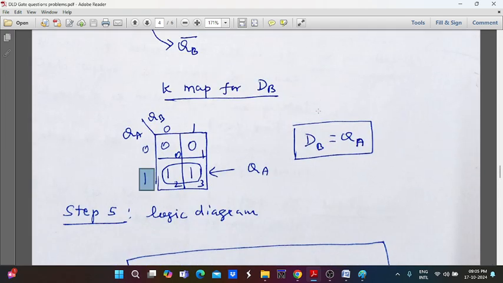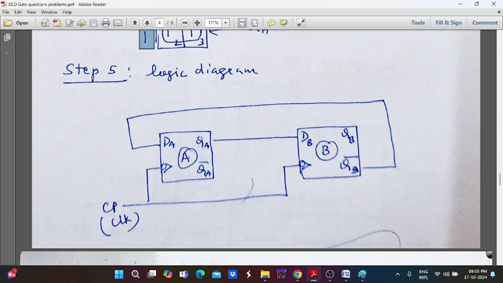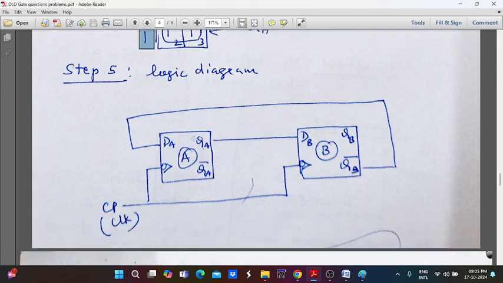At the same time, the DA answer is QB bar. So we directly take the QB bar line, and the QB bar output is given to the input for DA. And similarly, DB is equal to QA. So the first flip-flop output is taken as an input for the second flip-flop. So this connection is made directly here. So this is the design and implementation of the counter by using D flip-flops for this particular given state transition condition.